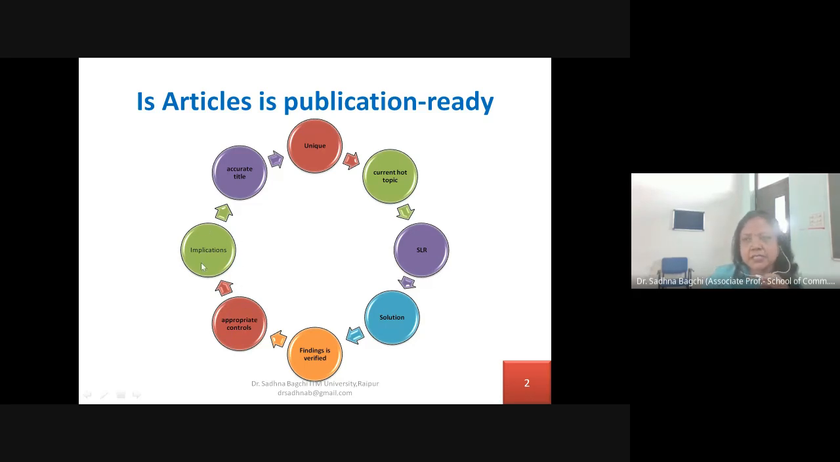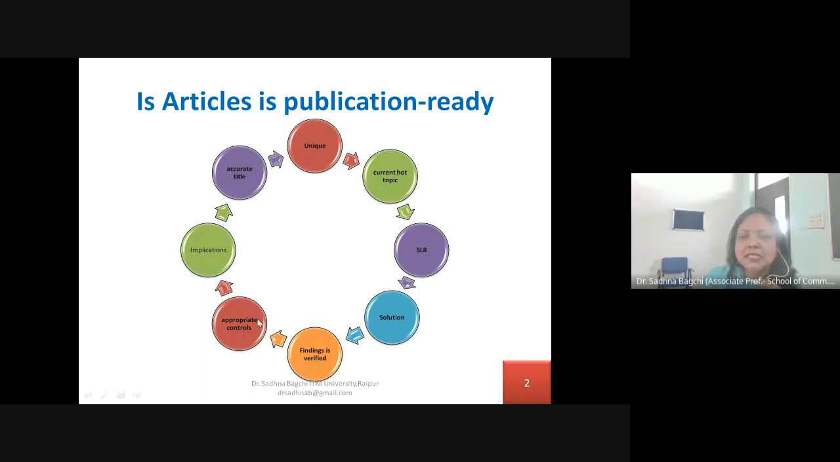Then implications: how your research paper has a role or impact on society, well-being, sustainability, or the development of the environment. The implication part must be a part of a research paper. So it starts with an accurate title, then uniqueness.